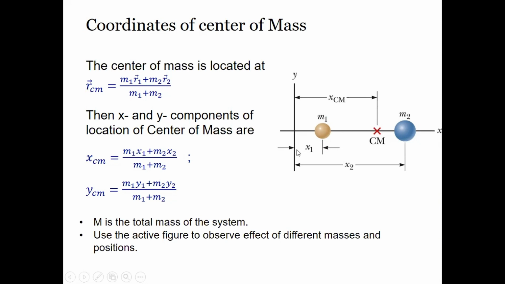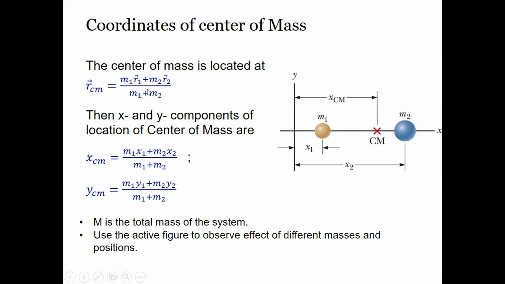Here the coordinate system is shown, and on the x-axis these two particles are pointed. We can see x1 is the distance of m1 from the origin, and x2 is the distance of m2, and the center of mass is at x_CM. It is near the m2 mass because of the weightage. The m2 is heavy as compared to the m1.